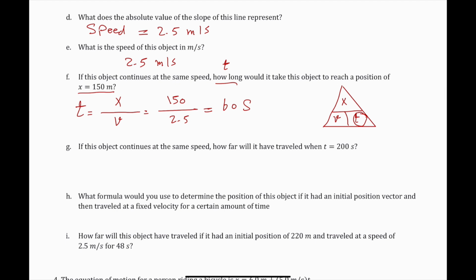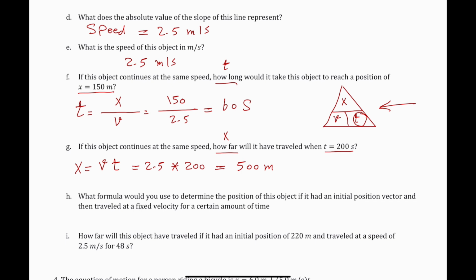G. If the object continues at the same speed, how far, so we're asking about the position, x, will it have traveled when time or t equals 20 seconds? The same thing, we use the same triangle here. To get x, we multiply v times t. So x, or delta x, x equals vt. Let's substitute 2.5 times 20, which is 50 meters.